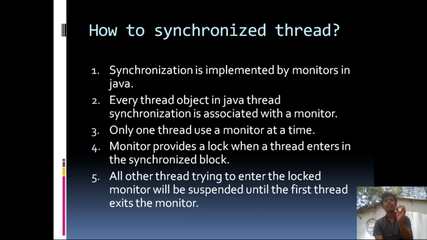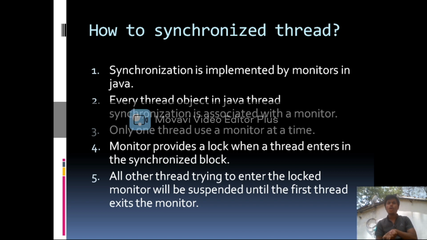Only one thread is used to monitor at a time. That means only one thread can access the lock at a time. No one can access that resource at that period of time. All other threads trying to enter the lock monitor will be suspended, guys, at that moment of time when this thread is executing its process. All other threads will be blocked.